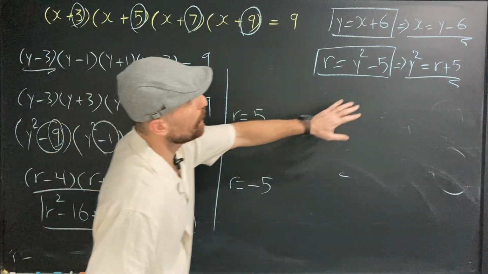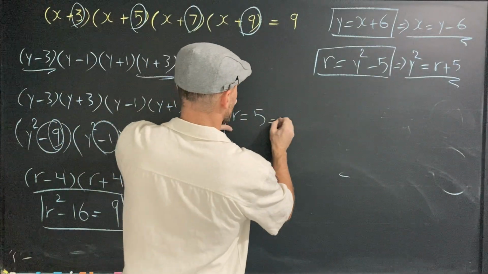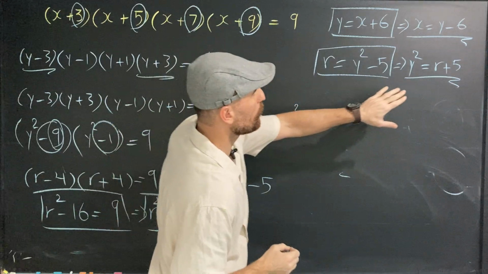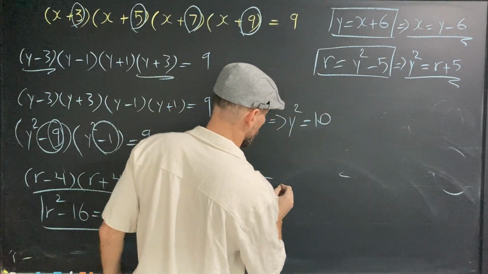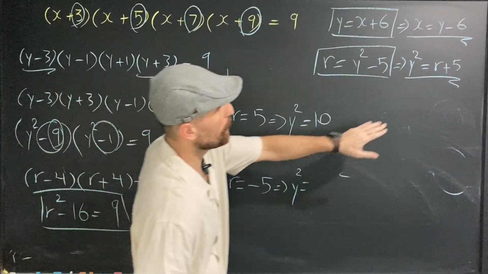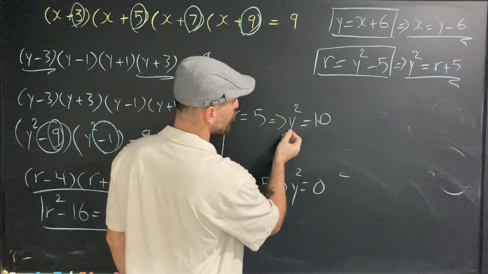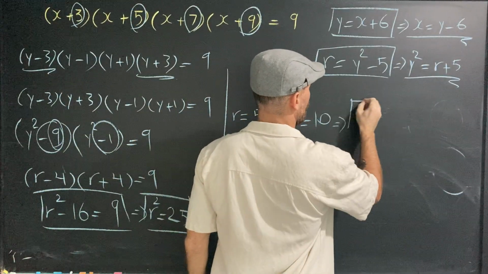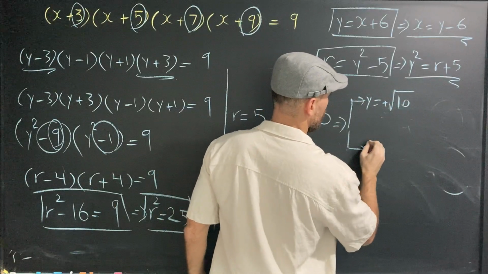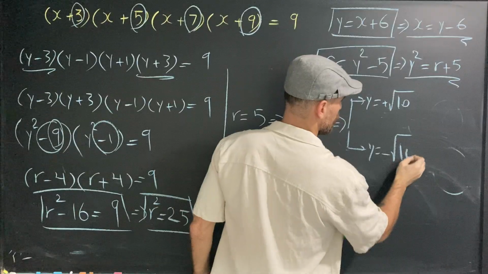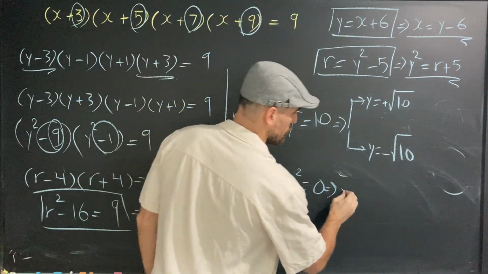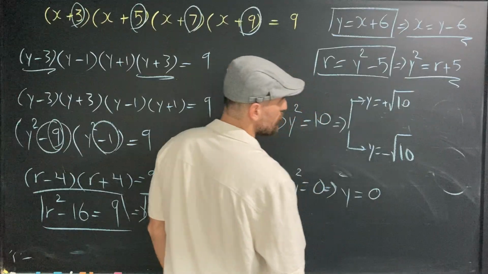What is the value of y squared when r is 5? Y squared is going to be 5 plus 5 or 10. From here, y squared is going to be negative 5 plus 5 or 0. When y squared is 10, y can be positive square root of 10, y can be negative square root of 10, right? And when y squared equals 0, the value of y is going to be 0.